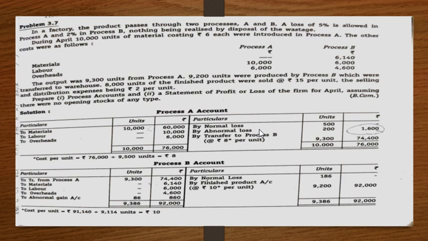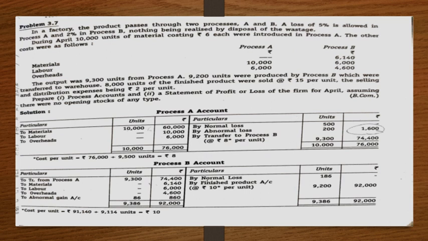Your next step is to find out the value of abnormal loss. As everybody knows, the formula for abnormal loss is total cost minus normal loss value, divided by number of units introduced minus normal loss units. Here we don't have a normal loss value. We have only the number of units introduced and the total cost.